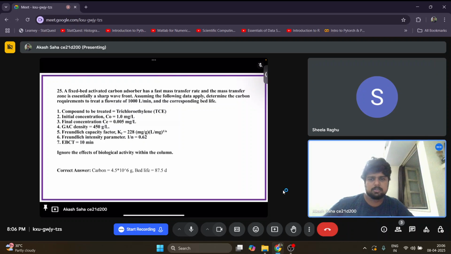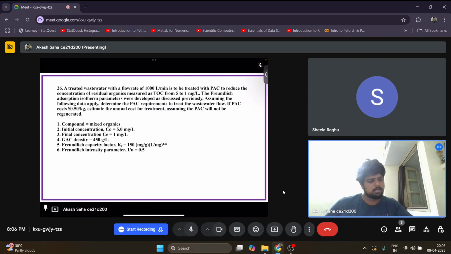So these things are mentioned here. Okay, so again a problem, though it looks a very big problem, but within 2 lines we can solve it. So it says that again a treated wastewater with a flow rate of 1000 liter per minute is to be treated with PAC, okay, powdered activated carbon, to reduce the concentration of the organics measured as TOC from 5 to 1 milligram per liter. So initial concentration is 5 milligram per liter, final concentration is 1 milligram per liter.